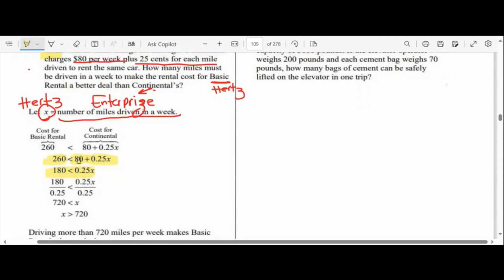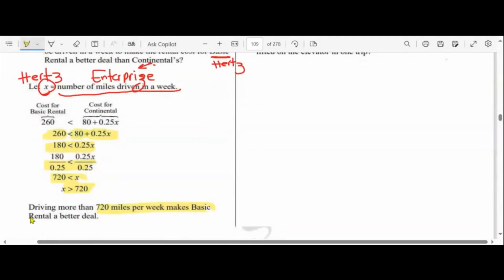And then you solve. Move the 80 to the other side, subtract, divide by 0.25, and x is what? x is greater than what? 720. That means what? Driving more than 720 per week makes Basic Rental the better deal. Is this understood?